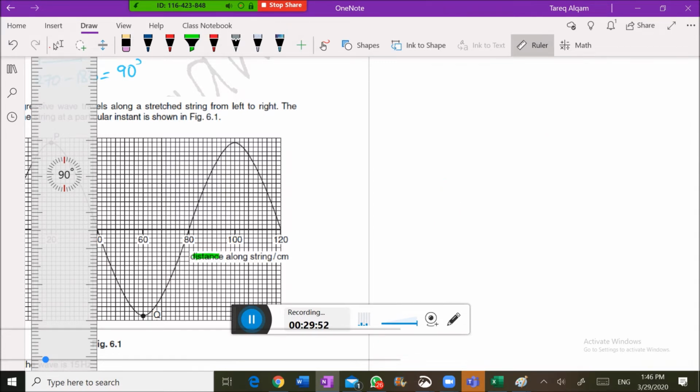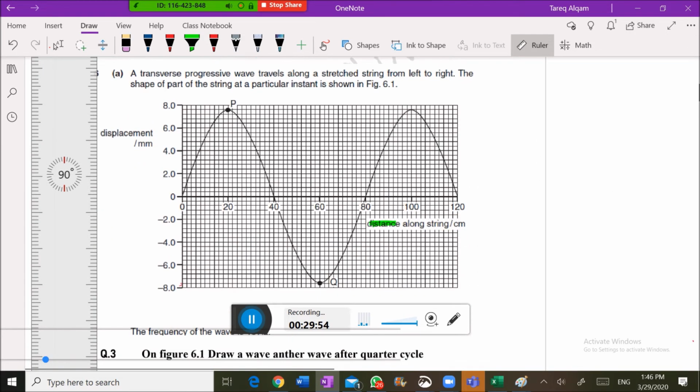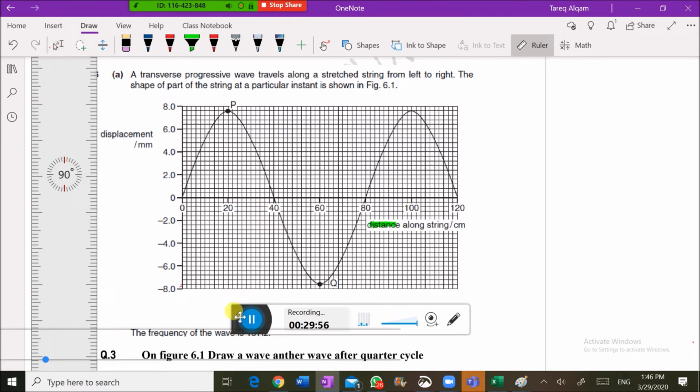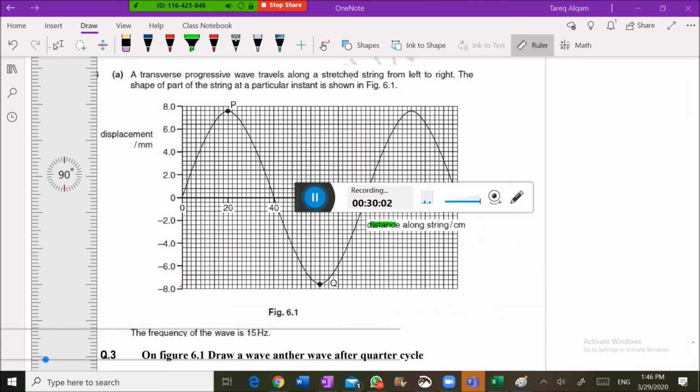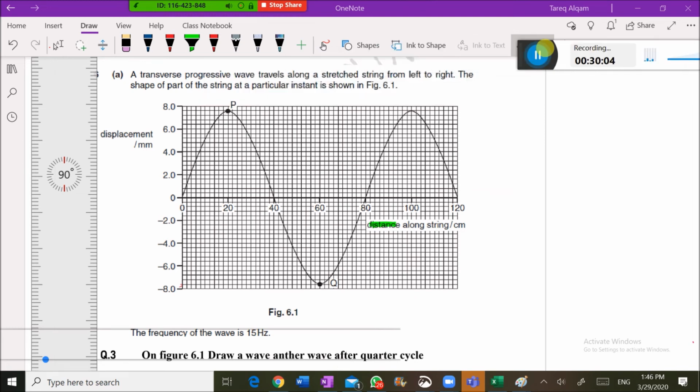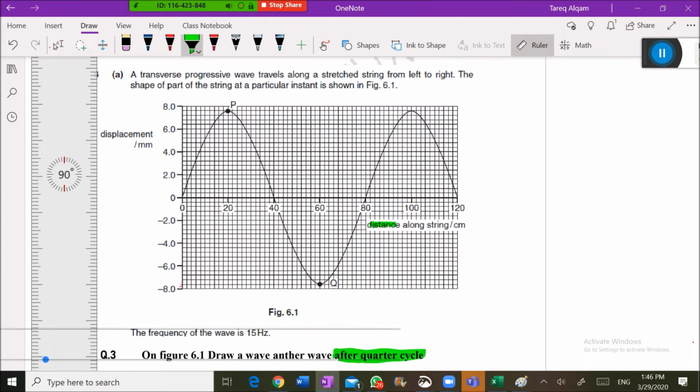Okay, here we are given the wave. On figure 6.1, draw another wave after a quarter cycle. Okay, after a quarter cycle. Now, we are not asked to find the phase difference between 2 points. We are asked to draw another wave after a quarter cycle.